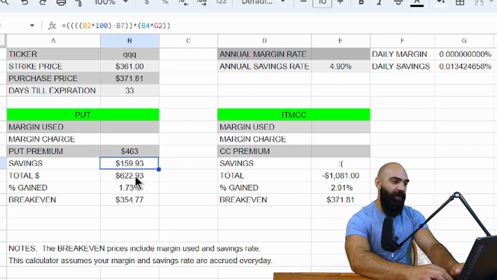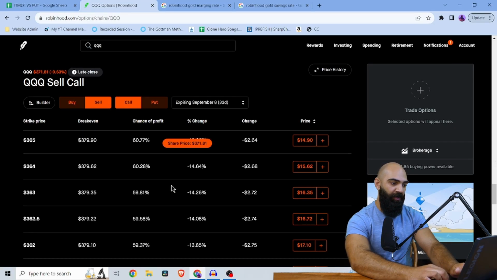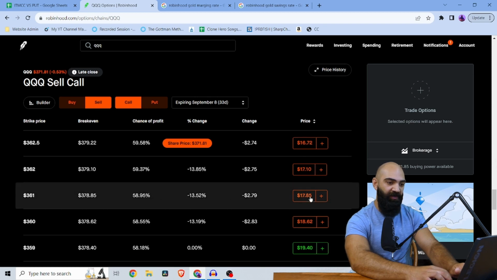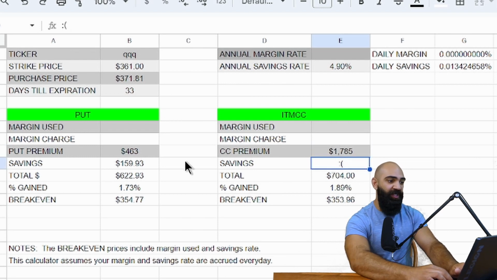Now we get our total amount, which would be a 1.73% gain, and we collect $622.93 with our savings and our put premium. Now let's compare that to the covered call. Sell a call, $361 would be $17.85.